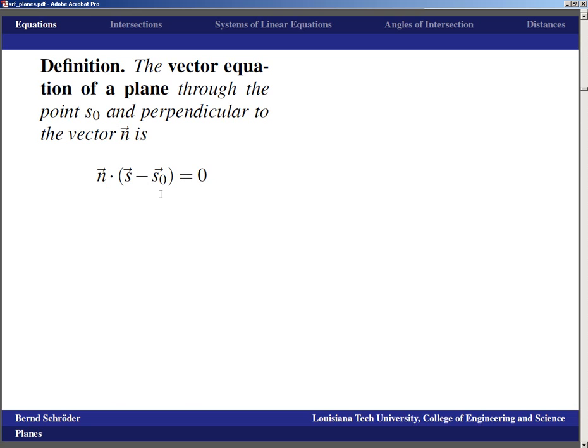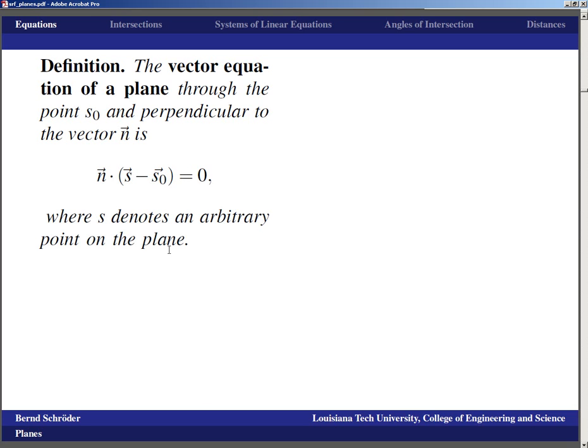Remember, for example, that the coordinate planes, the x, y, z planes, were the planes that were perpendicular to the coordinate axes, so that the unit vectors could act as normal vectors for these planes.